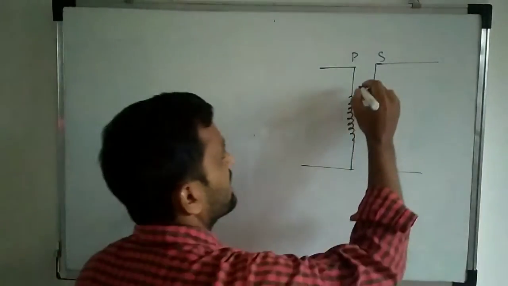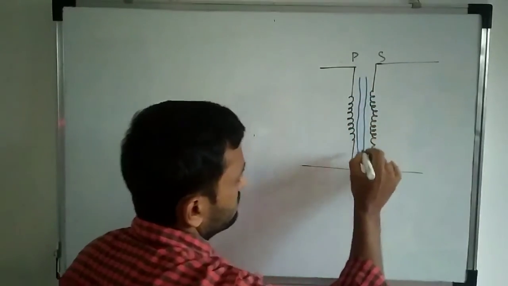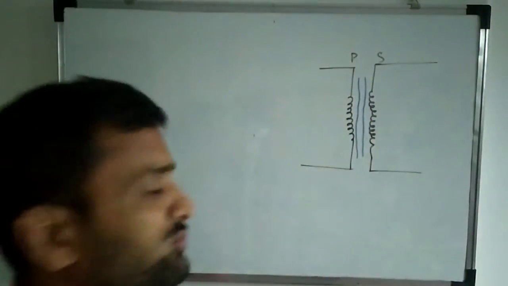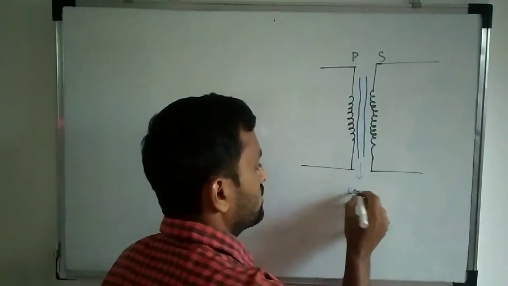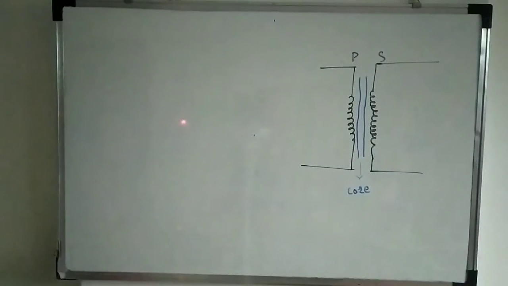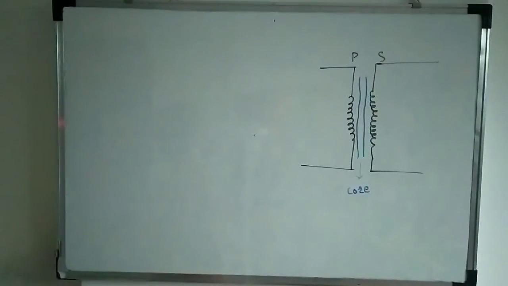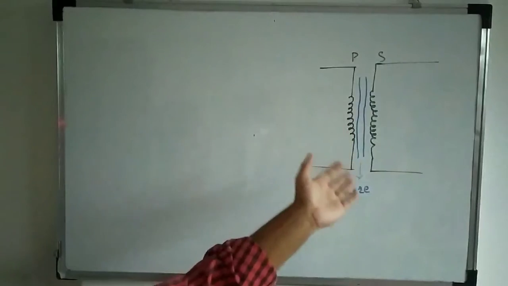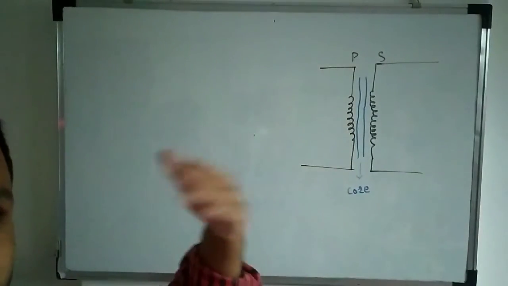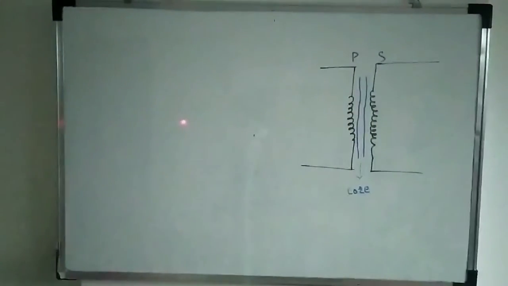The coils are separated by some insulating material. This blue colored line is called the core. So what is the core? The primary coil and secondary coil are separated by some insulating material, and that material is called the core. The core may be rubber, plastic or any insulating material, even air can be considered as a core.